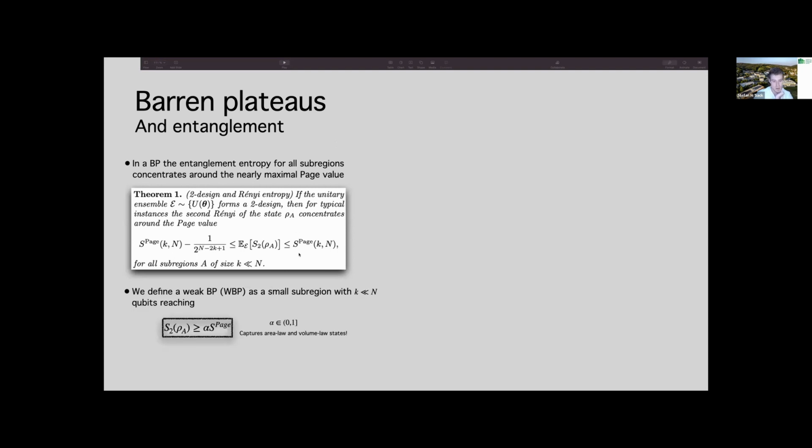And so we define a weak Barren Plateau as a small sub-region reaching page entanglement entropy. So basically we have a small sub-region that is maximally entangled with the rest of the system. Since for a Barren Plateau all sub-regions have to reach page entropy, both the large ones and the small ones, a weak Barren Plateau is a necessary condition for a full Barren Plateau. You require that the small sub-region is entangled with the rest in order for there to be a full Barren Plateau. So if you avoid a weak Barren Plateau, you are also guaranteed to avoid a full Barren Plateau, since you violate the necessary condition.